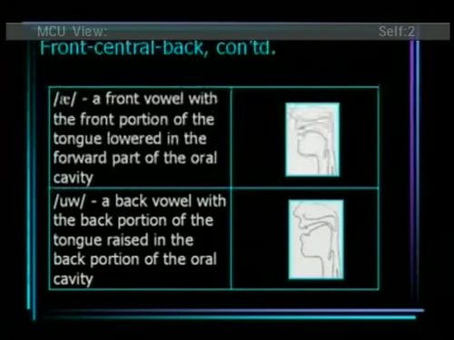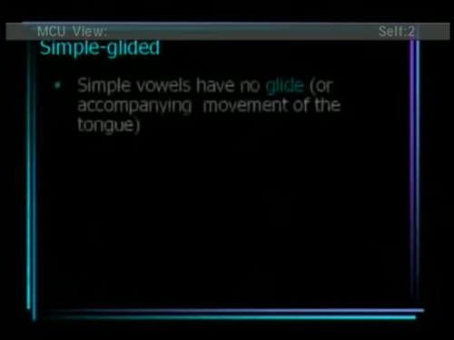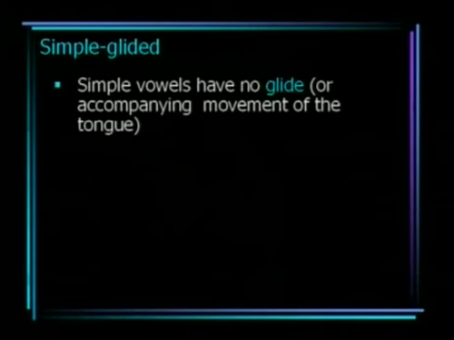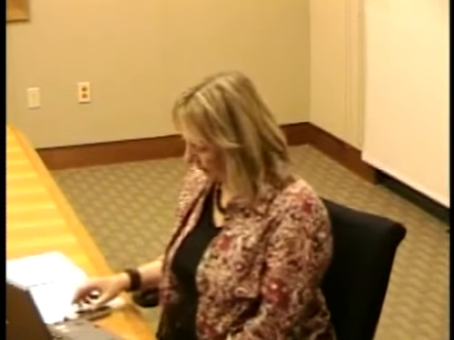Okay, our next dimension is simple versus glided. A simple vowel has no glide, which means it has no movement of the tongue. Your tongue remains in the same position inside the oral cavity.